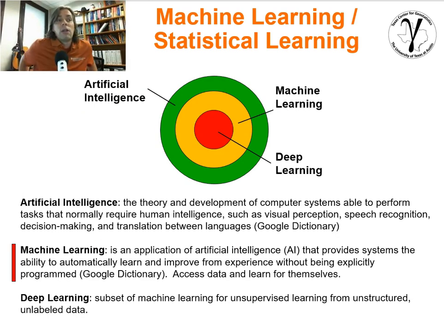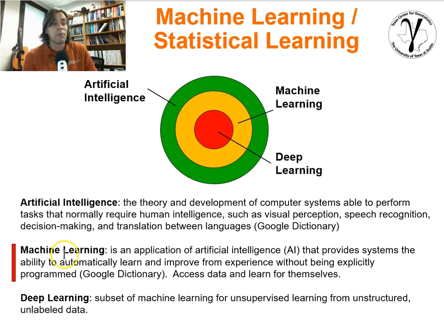Now, also to put machine learning into context, let's talk about the idea of artificial intelligence. Artificial intelligence, of course, has been around for a long time. This is the whole idea of theory and development of computer systems that can perform tasks that normally require human intelligence: visual perception, speech recognition, decision making, translation between languages. Of course this definition came from Google Dictionary, but there are so many different ways that we could think about trying to build a system that mimics what people can do.